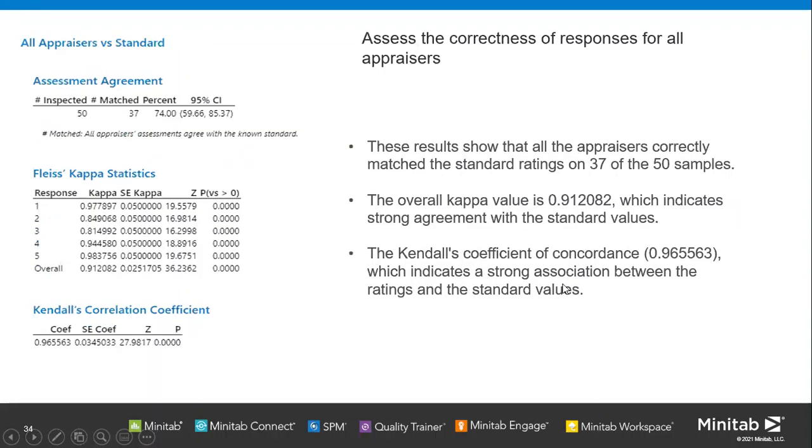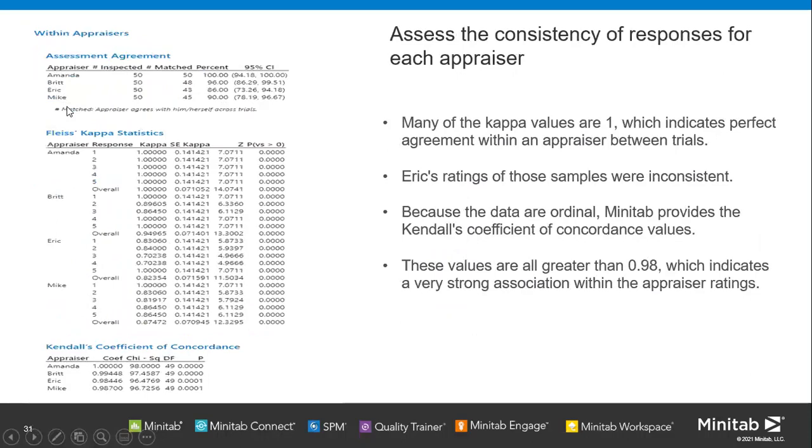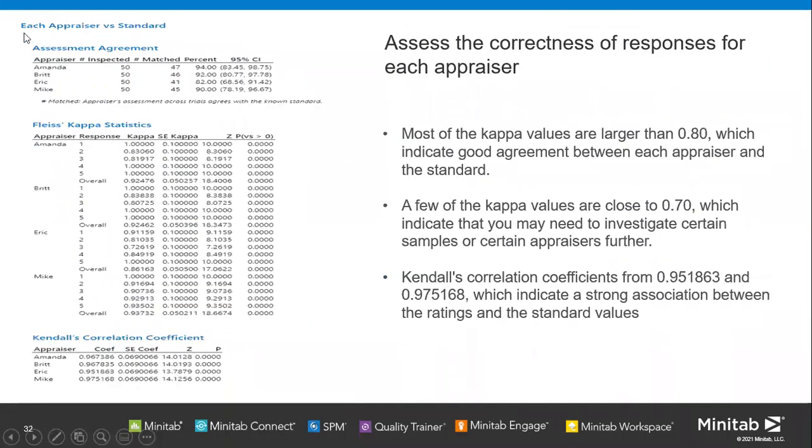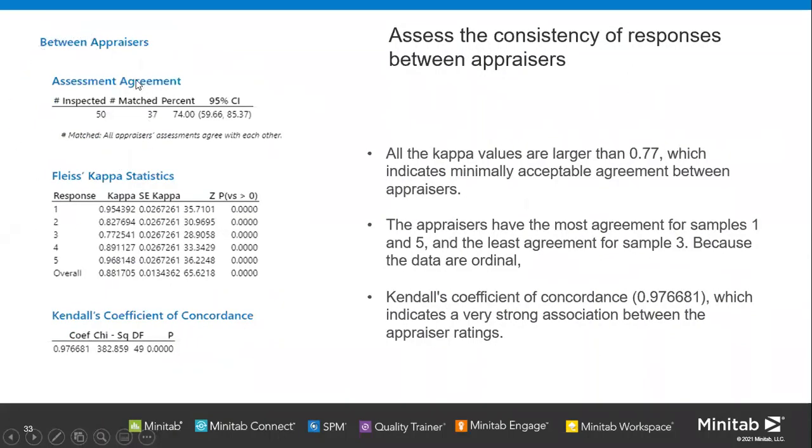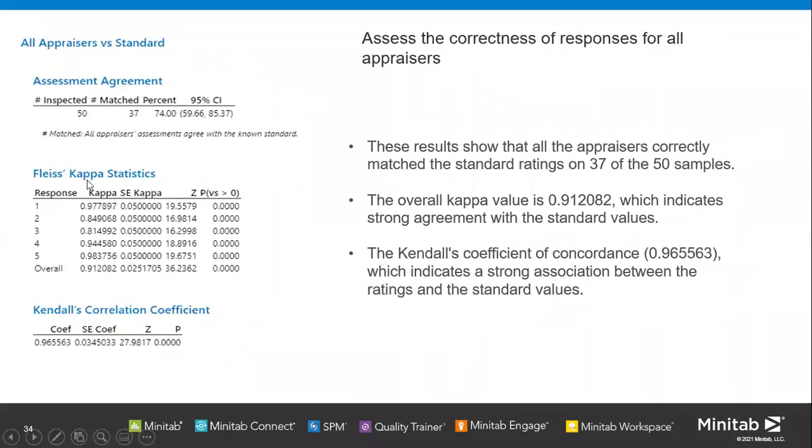So all this is for the measurement attribute analysis. Maybe you see similar values, but the assessment is different. For example, here is within appraiser. This one is each appraiser versus the standard. This one is between appraisers, and here is all appraisers versus the standard. So all the outputs look the same, but they are different assessments.